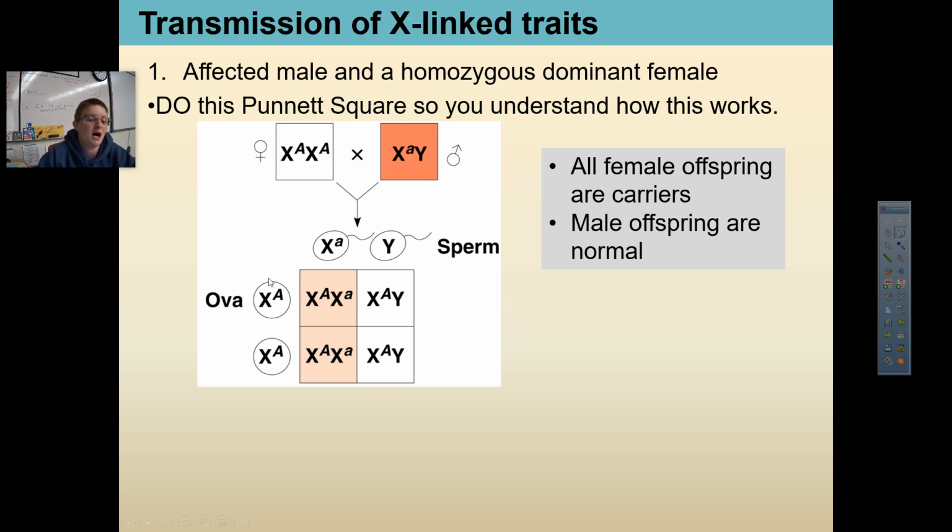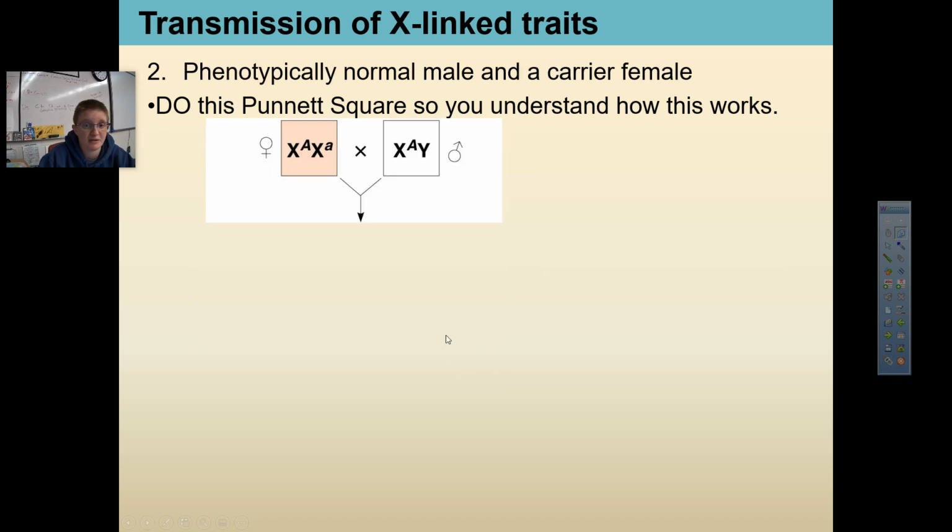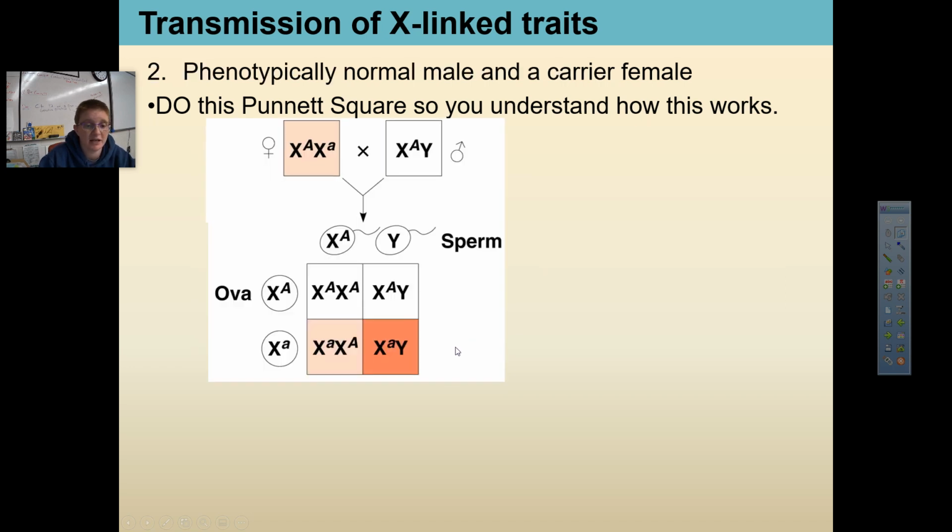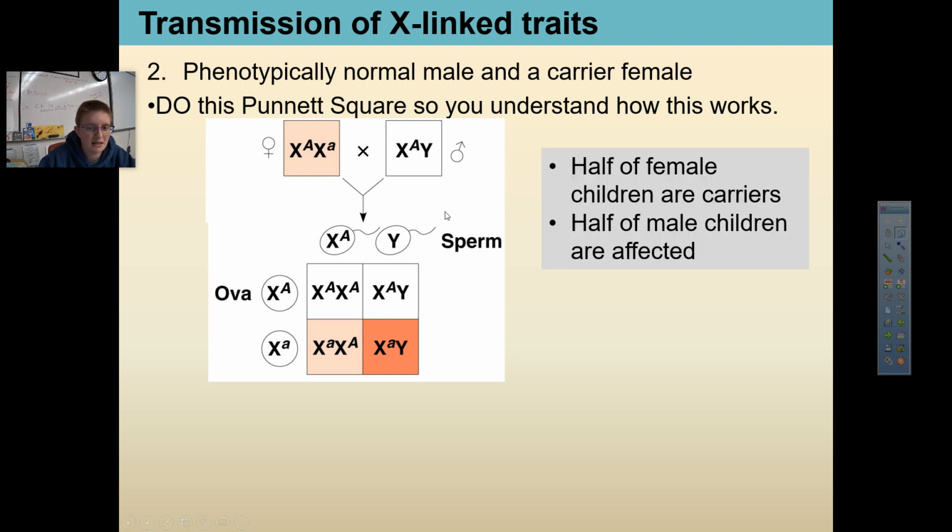And if mom happened to be a carrier, some of her daughters might be colorblind. So here's this Punnett square. Here's a normal male with a carrier female. We saw this one. Half of your female children will be carriers because X big A, X big A, and X big A, X little a. Half of your male children will be affected: X big A Y is a normal son, and X little a Y is an affected male.